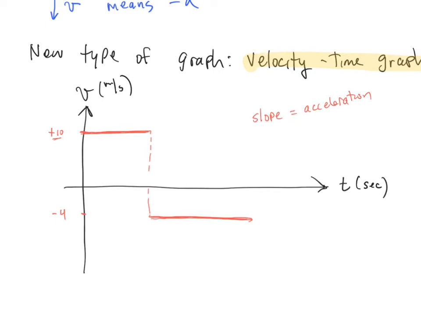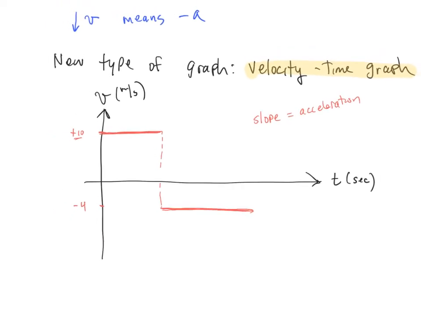Don't get confused here. In the previous unit, on a position time graph, the slope was the velocity. But this is a velocity time graph, and on a velocity time graph, the slope is the acceleration. Very, very easy to get confused between those two.